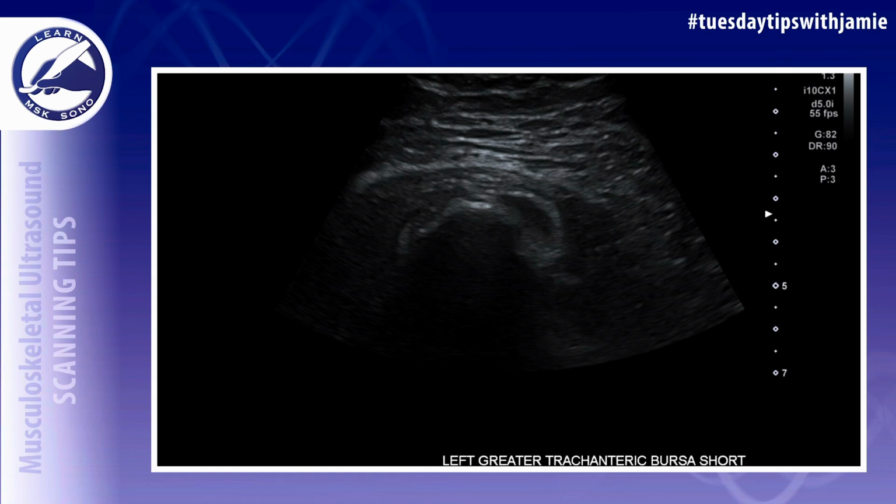When the sound beam is not perpendicular to the tendon, it can cause anisotropy artifact and can mimic greater trochanteric bursitis at this location. How can you avoid this pitfall when performing your MSK ultrasound of the lateral hip?